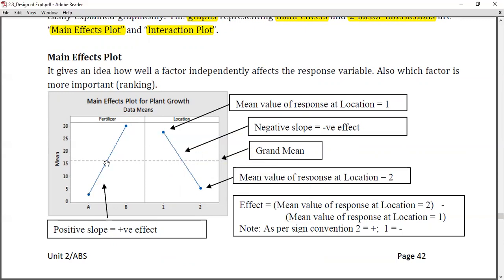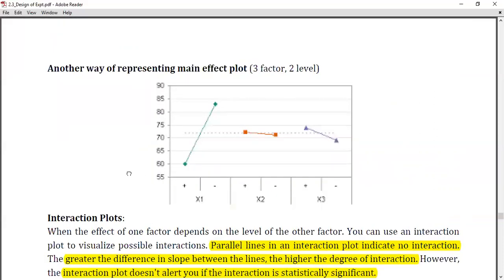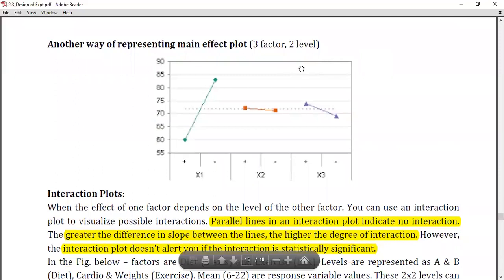This dotted gray line is the grand mean mu. So we can identify whether the main effect is large or small, and whether it is positively or negatively affecting. But it may or may not be statistically significant. If you want to see whether it is statistically significant, go to the ANOVA table and verify. Similarly, another way you can plot it is all in one graph. There it was an individual graph, here it is all in one graph, for x1 plus minus, x2 plus minus, x3 plus minus.